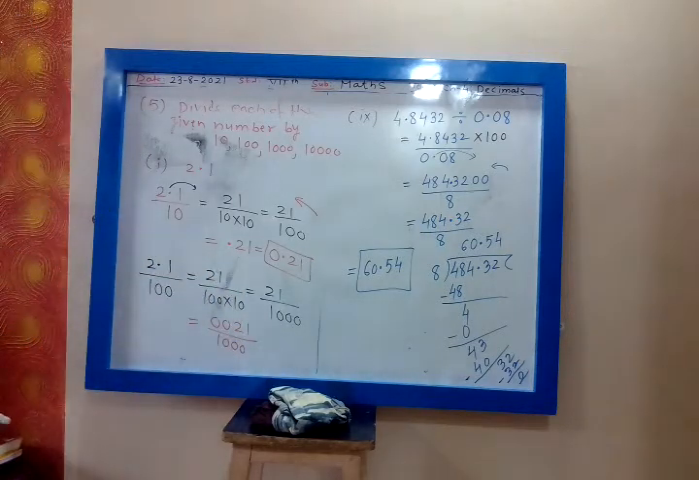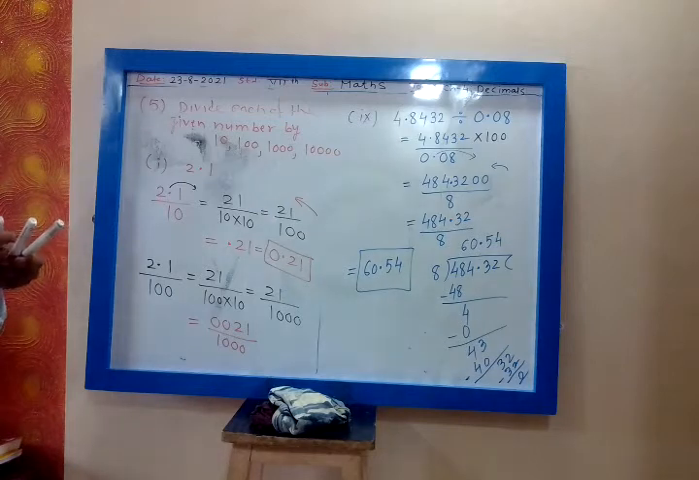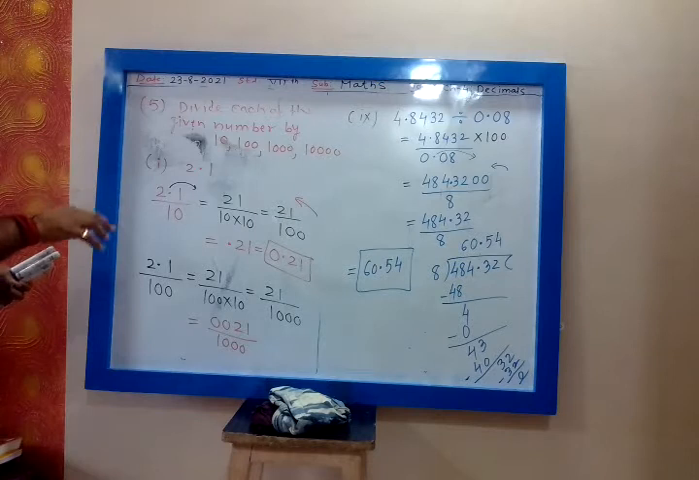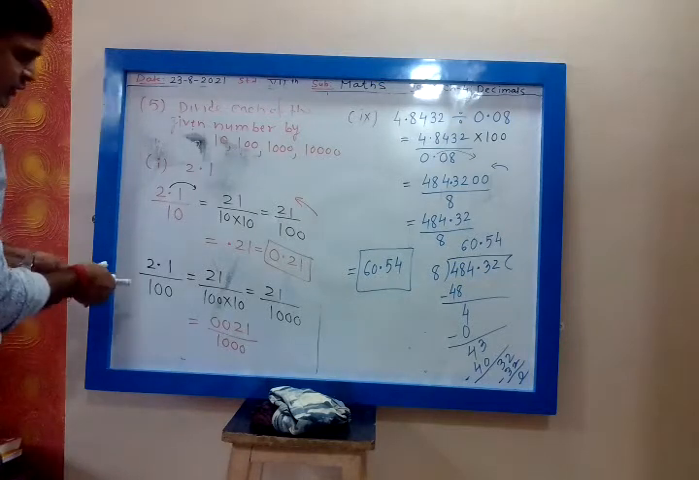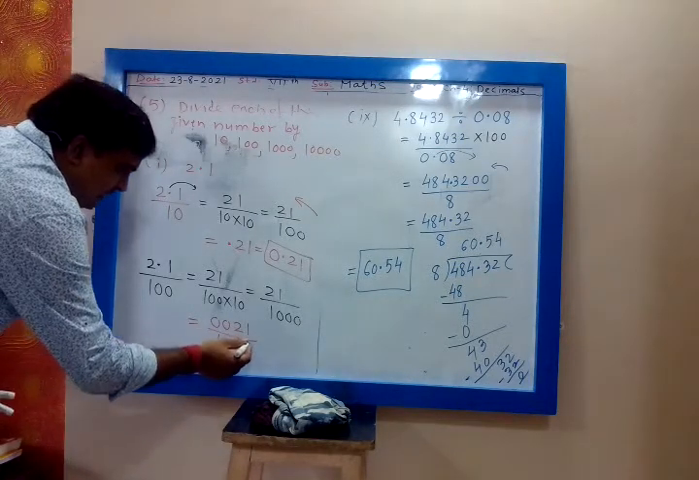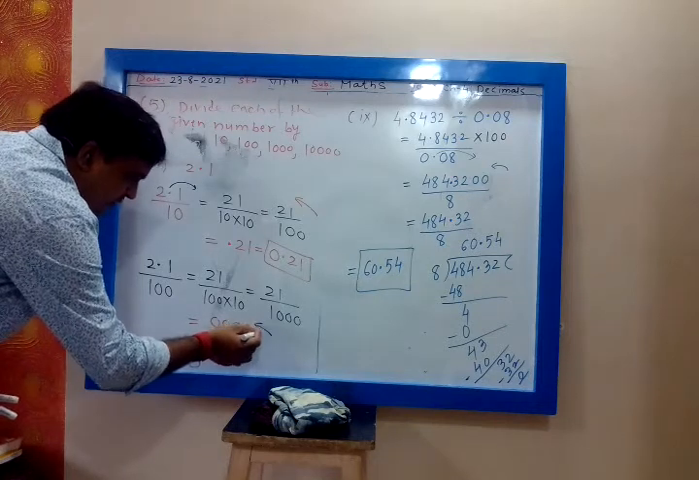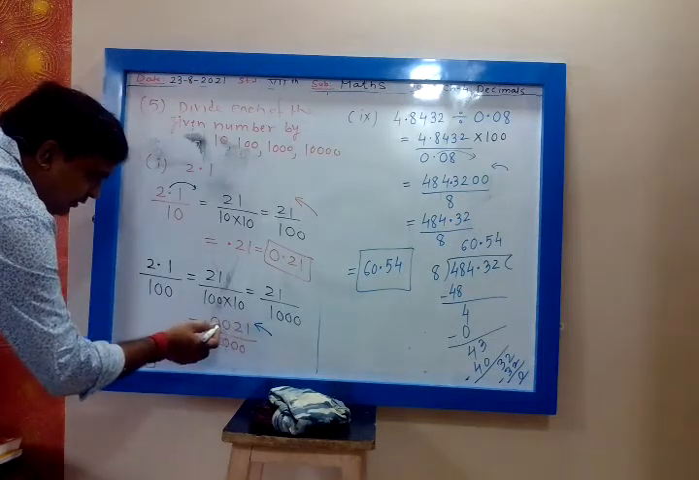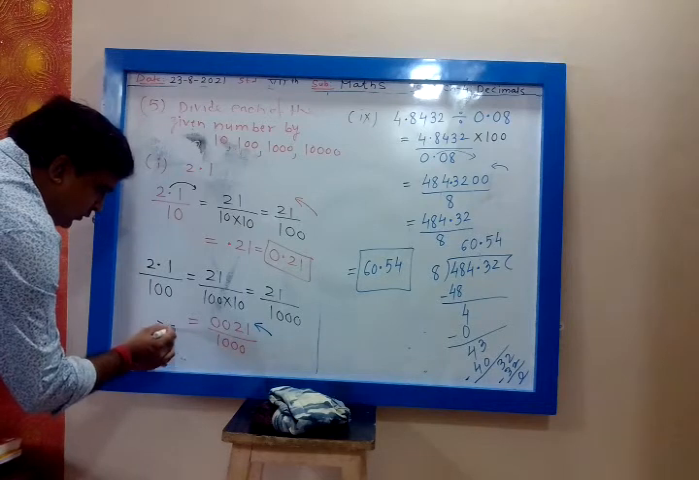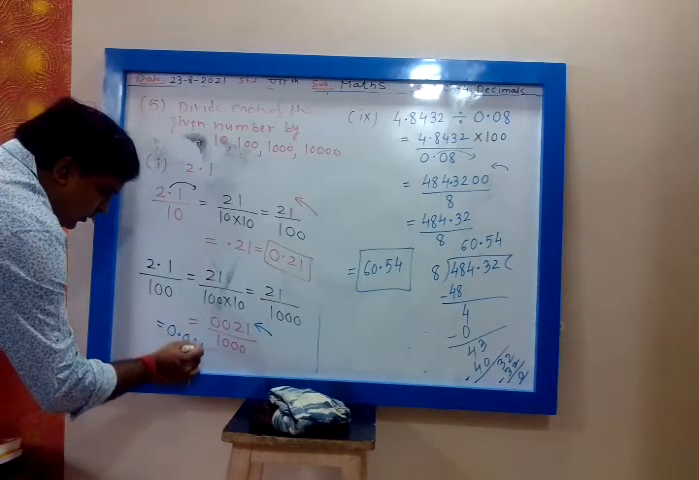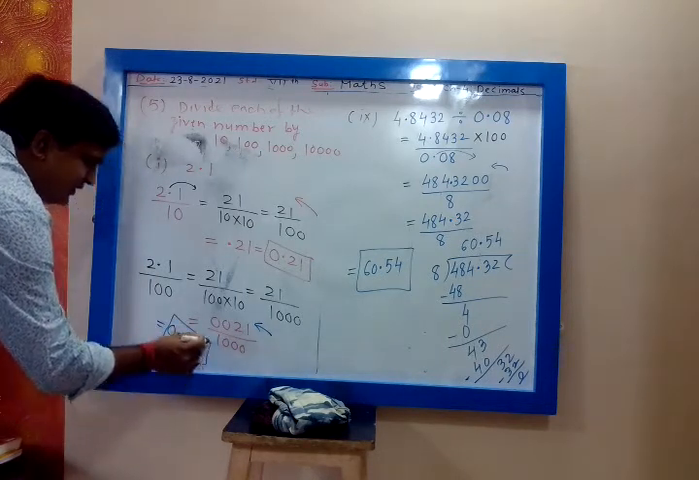Let me explain you. Write 0, 0, 2, 1 upon 1000. Now place the decimal after 3 digits. 1, 2, 3. That is 0.021. 0.021 is the answer.